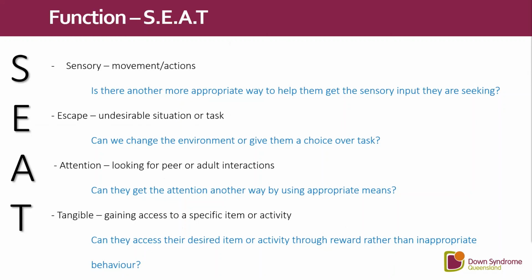So, for example, is it sensory? It could be a need for movement or actions. Is there another more appropriate way to help them get the sensory input that they're seeking? It could be escape, maybe from an undesirable situation or an undesirable task. Can we change the environment or give them a choice over the task? It could be for attention. Maybe they're looking for peer or adult interactions. Can they get that attention another way by using appropriate means? It could be tangible. Are they gaining access to a specific item or activity? Can they access that desired item or activity through reward rather than inappropriate behaviour? Like my class with the computer, for example.